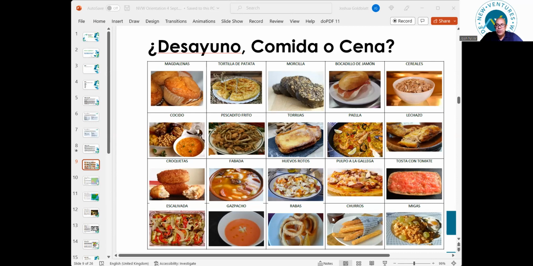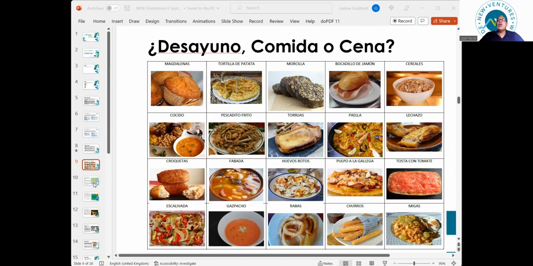The churros down there at the bottom. Desayuno, comida, or cena? Those would be not for the cena. Thank you, Sarah. They would be for the desayuno. So that would be a really special day when the family's together, maybe on a Sunday. Let's have some churros. Yeah.